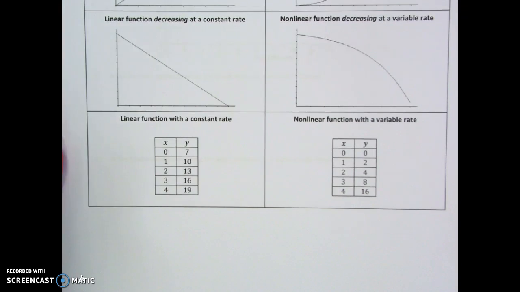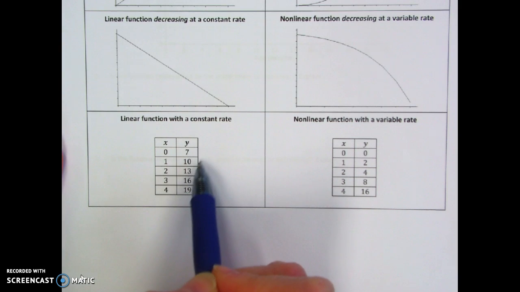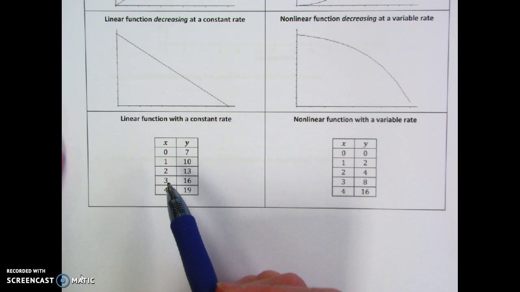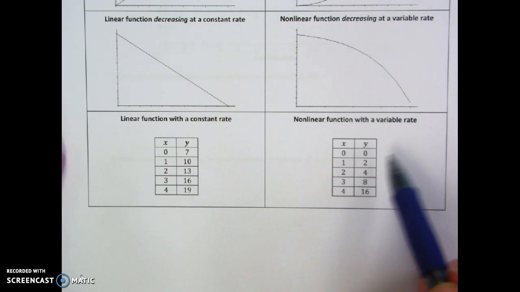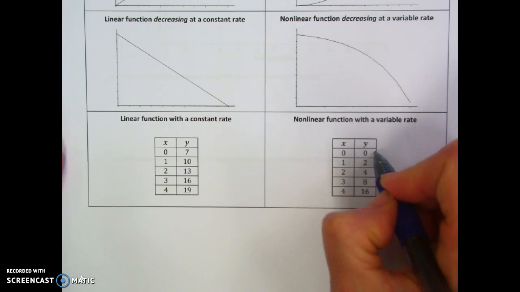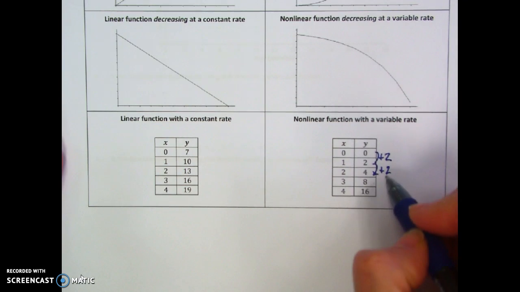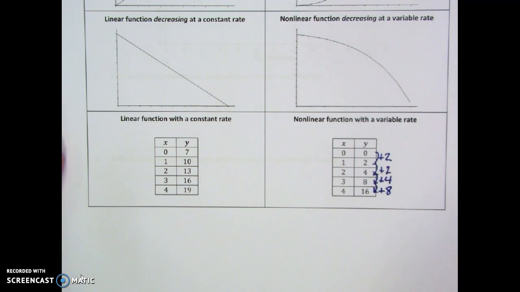Down here in the last two, this is a constant rate. Every time you go up by 1 in the x, you go up by 3 in the y. It changes by the same amount. So this is a linear function because it has a constant rate. This one, as you go up by 1, you go up by 2, and then by 2 again, so you think maybe it's constant, and then you go up by 4, and then you go up by 8. So it is definitely not increasing at a constant rate. It is a variable rate. It is changing, so this will be a nonlinear graph if you graphed it.